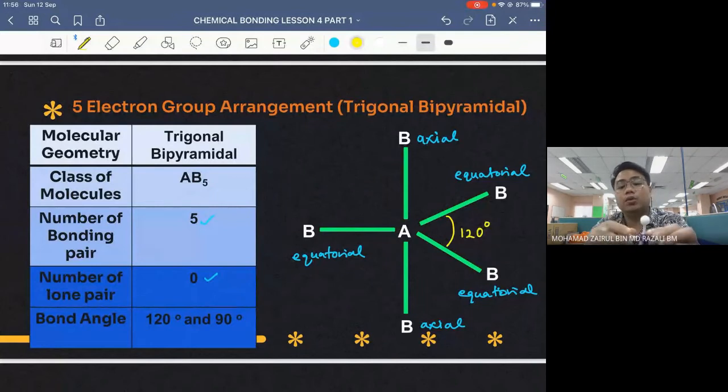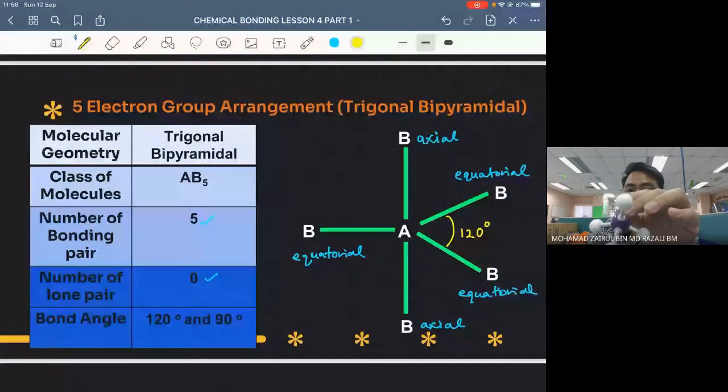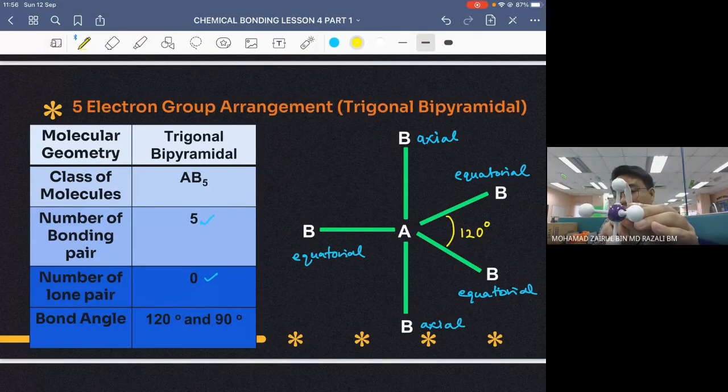So the bond angle between equatorial and equatorial is equal to 120 degree. Sebab kalau awak tengok dari sini, ni yang equatorial tadi. So awak tengok equatorial itu bentuk dia sama macam square planar. So kalau ni maknanya the angle between this central atom and this terminal atom is equal to 120 degree. However, the bond angle between axial and equatorial, so awak ingat axial yang atas dengan bawah, itu adalah 90 degree.